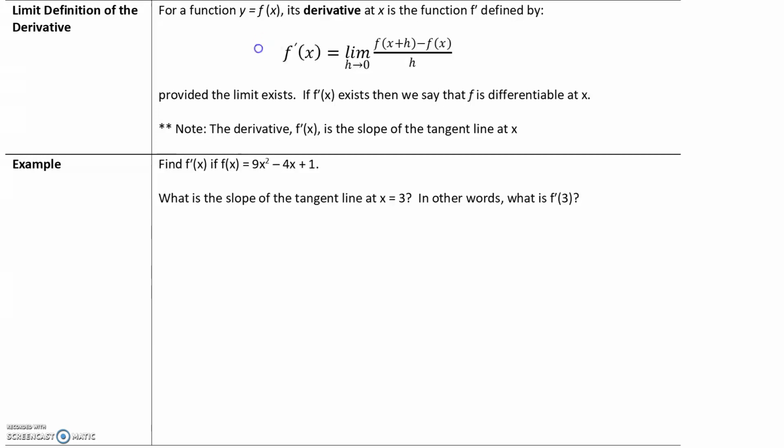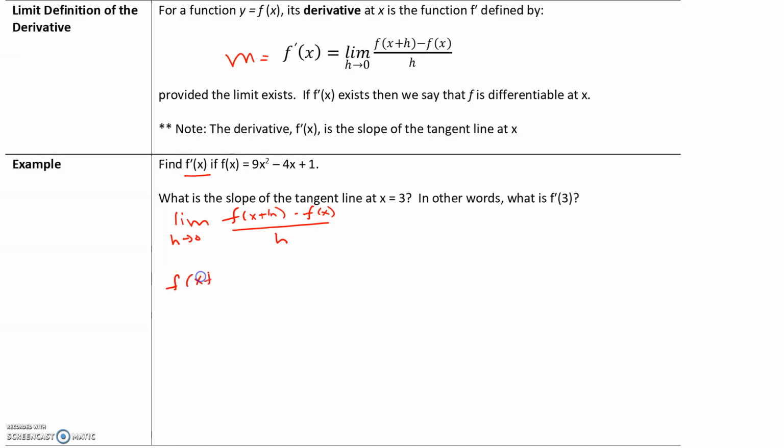Okay, so let's take a look at another example. We want to find f prime of x. Remember, f prime of x is the same thing as the slope of the tangent line at the point x comma f of x. They're interchangeable. So find f prime of x, which is the slope of the line at x equals 3. In other words, what is f prime of 3? So for that, we need the limit as h approaches 0 of f of x plus h minus f of x all over h. All right, so this time I want to go a little bit more quickly.